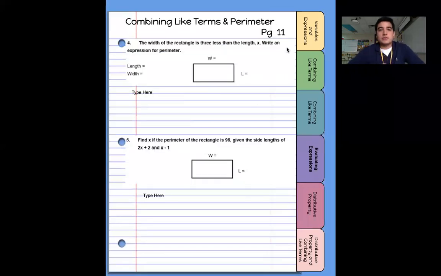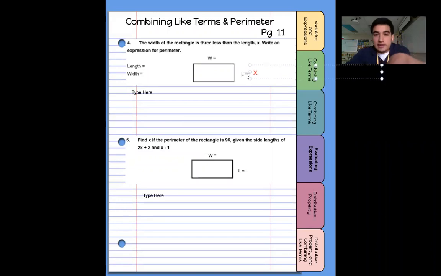Okay, page 11, example 4 says the width of the rectangle is 3 less than the length, x. Write an expression for the perimeter. Right off the bat, they tell us a few things. The important thing is they give us the length. They tell us the length is x. So I'm going to put a little x here.